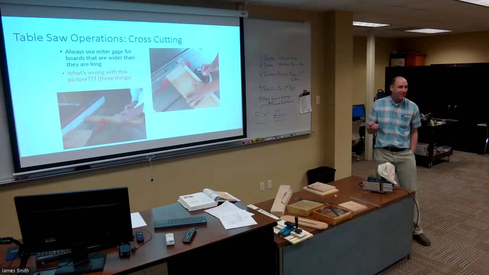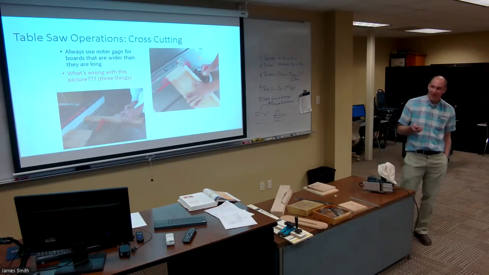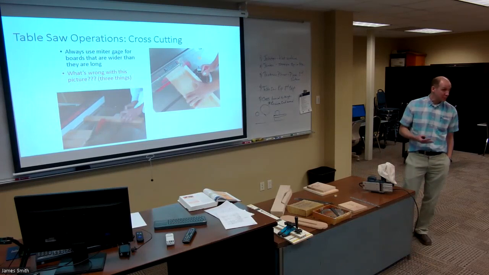What else? What else is wrong with this picture? It doesn't have a safety guard on it. Does it have one? Probably not. The operation isn't prohibited, is it? So he probably should have one on. Maybe blade height. Blade height, that's a good one. Yeah, he's got way more than a quarter inch above.